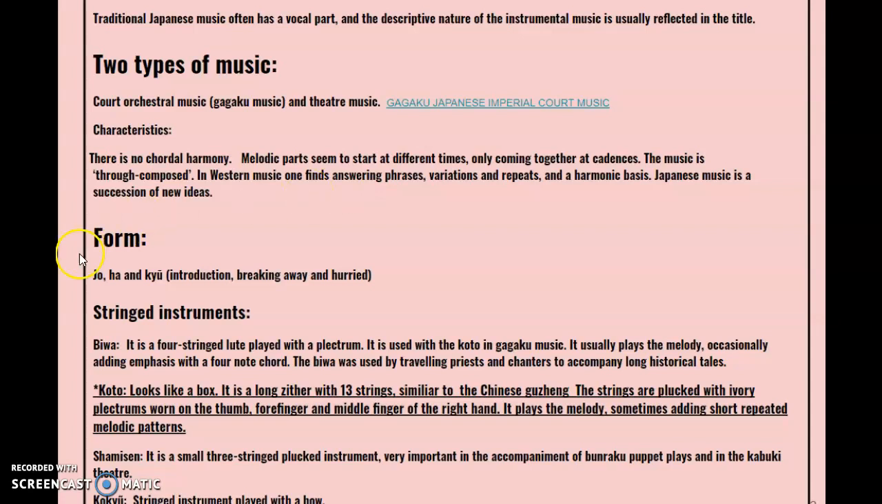The form that I have: jo, ha and kyu. It reminds me of the Indian world music where I had alap, jor and jhala. The jo is the introduction. I have lots of rhythmical freedom there. Then I have the ha, that is more structured, and it breaks away from the freedom. And I have the kyu, where everything is in the same tempo, but I have faster note values playing.